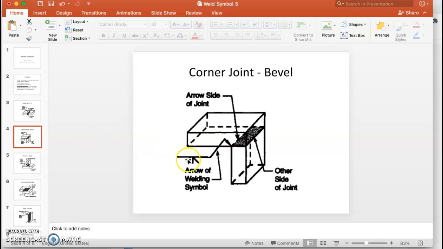Here's a bevel. Bevel is going to look a little bit different. It looks like half of that V. Again, identify which is arrow, which is other side. Don't let the kink in the arrow head throw you off for a loop. The reference line will always be straight, but don't let the arrowhead throw you off.